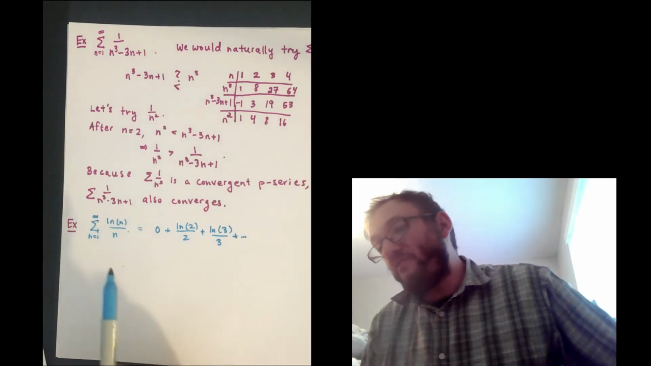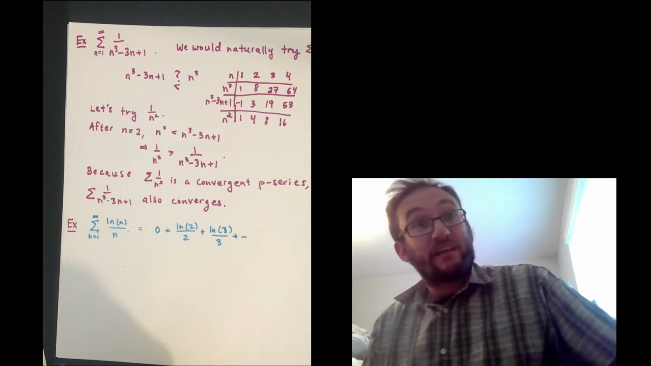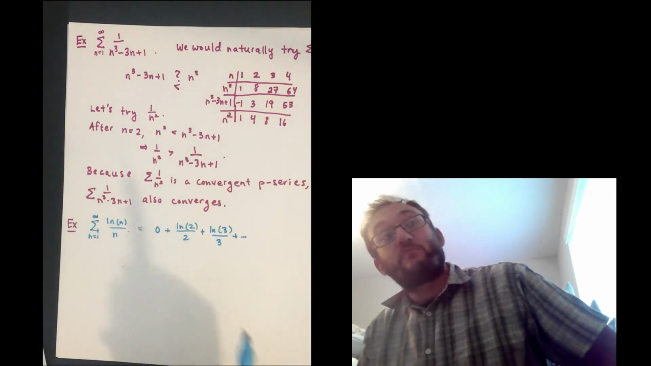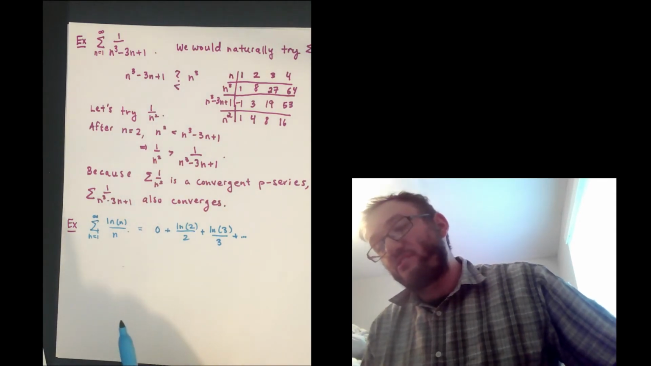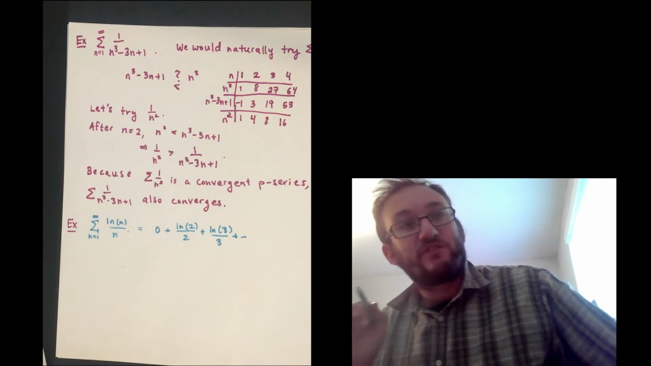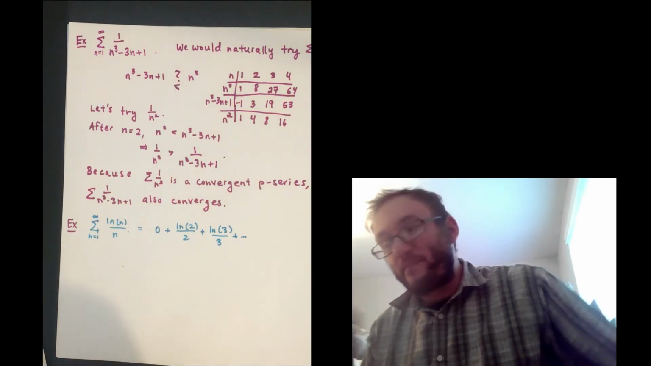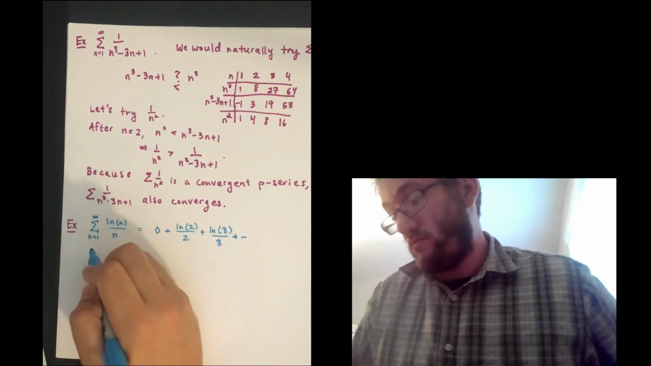What do we think about this? Well, if I were to ignore the logs, it looks like the harmonic series, 1 over 2 plus 1 over 3 plus 1 over 4, etc. But the logs actually just make it bigger. It doesn't make it smaller. We know the harmonic series diverges, and these logs are just making it bigger. So why don't we do comparison to the harmonic series?